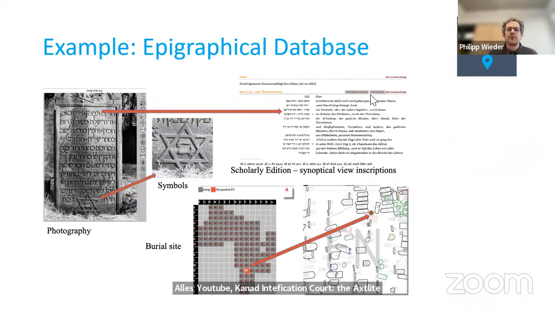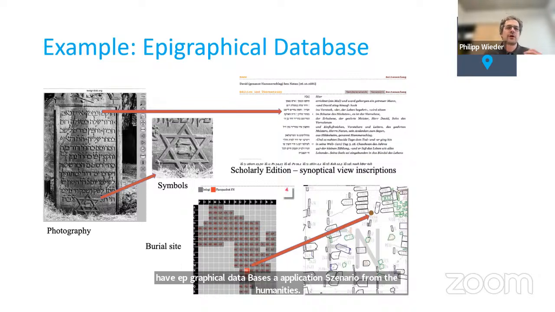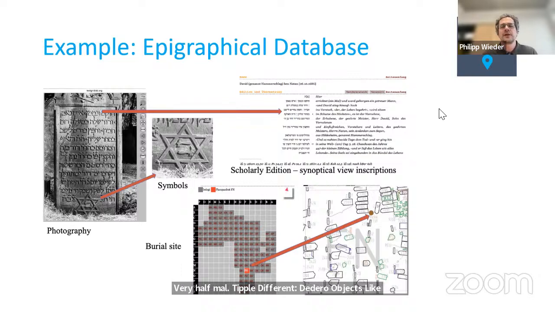I also brought an example where this is shown better. So we have epigraphical databases. That's an application scenario from the humanities, where we have multiple different data objects like photography, symbols, textual editions, but also maps and other representations of these maps, which are forming one particular research data body for a particular research. And that's only one example from the humanities.